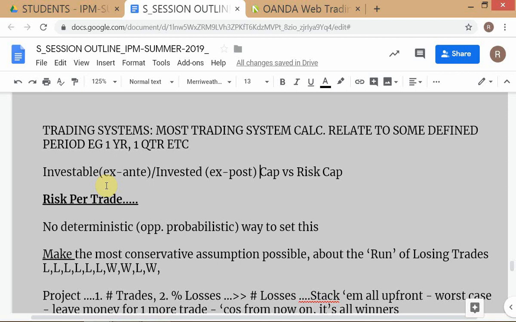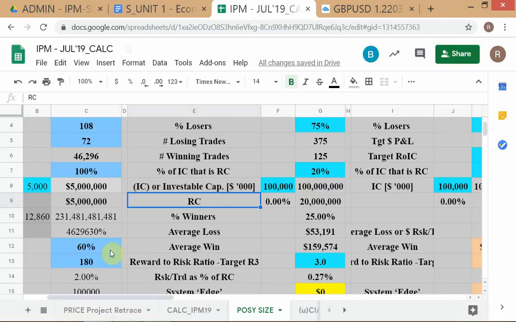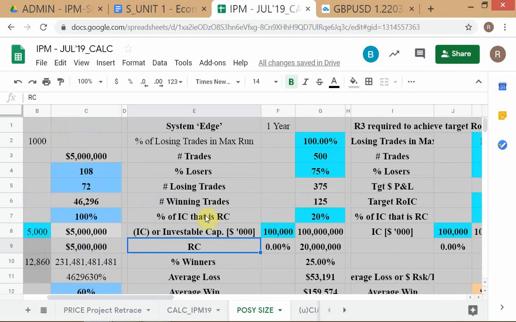Is this clear? So the more important distinction is between IC and RC. That either invested or investable capital, the distinction between that and risk capital, is the more important one. And within IC also, you can have investable or invested. That's not so important, but still it's something you should be aware of. Is this clear? All right, so we need one more term. This is how you do your risk planning.